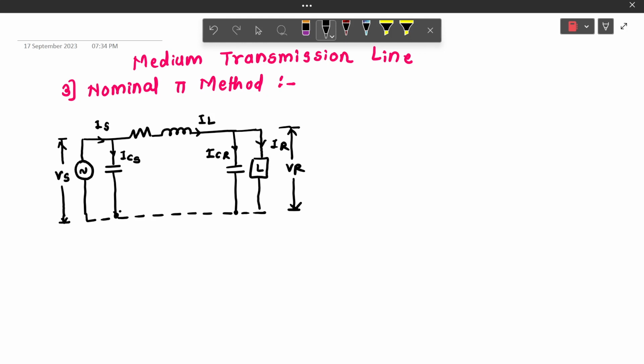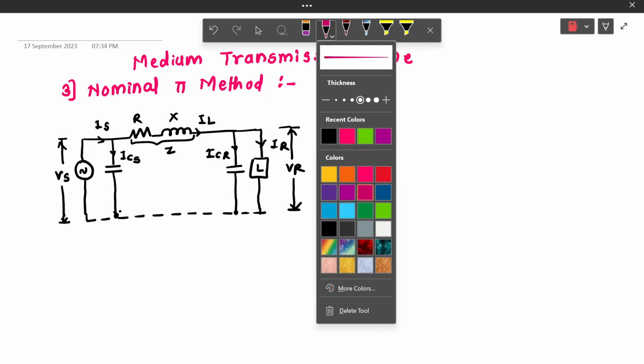The value of these capacitances are considered in the form of shunt admittance. It is given as Y by 2 and Y by 2 at both the capacitance. The transmission line parameters are resistance and reactance, which forms the total impedance of transmission line. For this part, consider current IL which is passing through the transmission line.